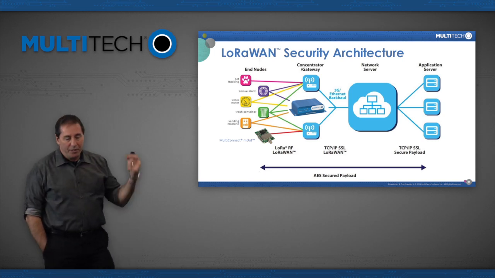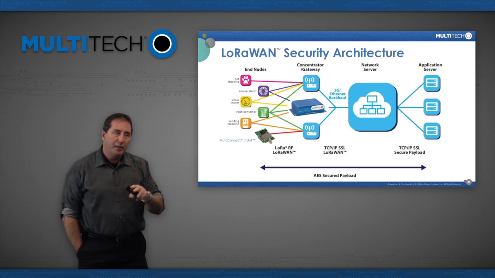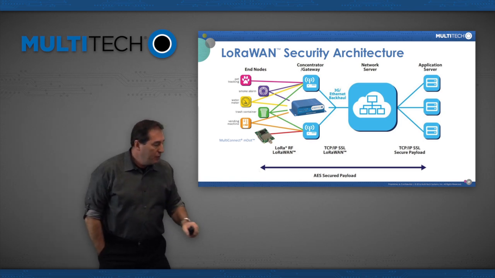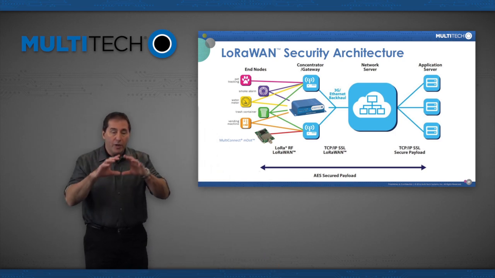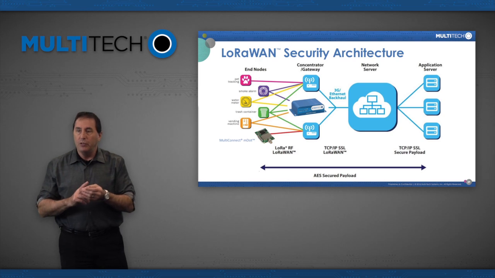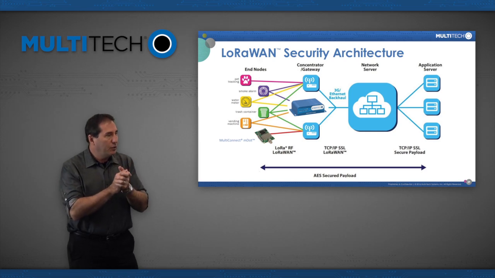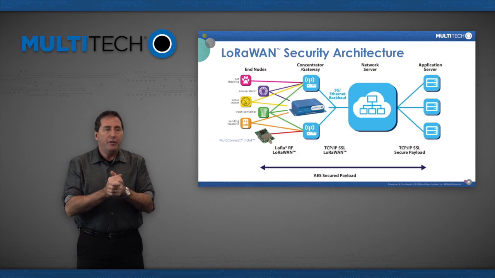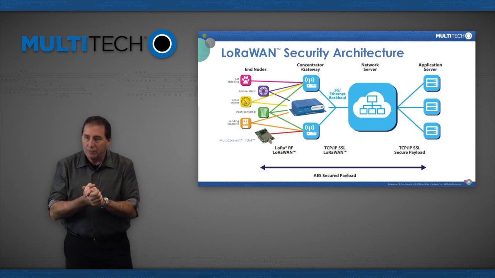So the security architecture. This is a very generic slide because there's been a lot of change going on in the security architecture of LoRa. But LoRa is actually one of the most secure, LoRaWAN especially, one of the most secure protocols out there. When you talk security in LoRa, you have to start with keys. All the encryption done in LoRa is AES 128-bit encryption.